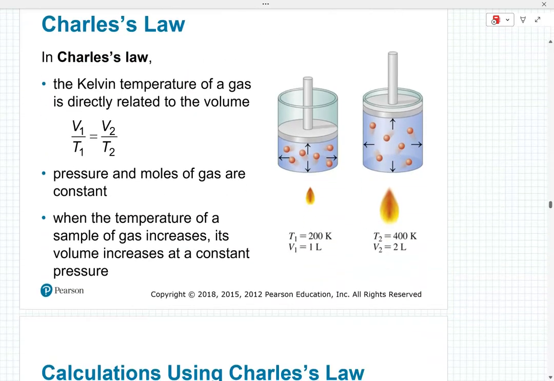You are familiar. What I like about these laws, they make sense. You encounter them in your everyday life. Okay? Here's what I'm talking about.